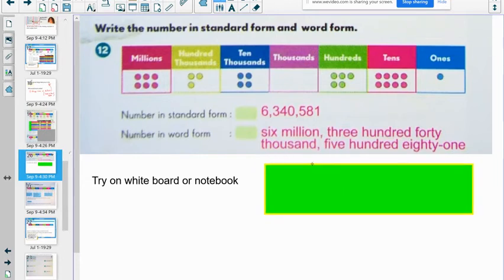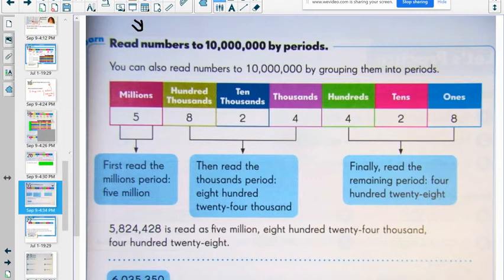6,340,581. Okay. Reading numbers through the 10 millions by periods. We talked about this earlier. I'm not going to spend too much time here. First, you read the millions period, so 5 million. Then you read the thousands period, which is 824,000. And then you finish with 428. So you start at the greatest value and work your way right, obviously.